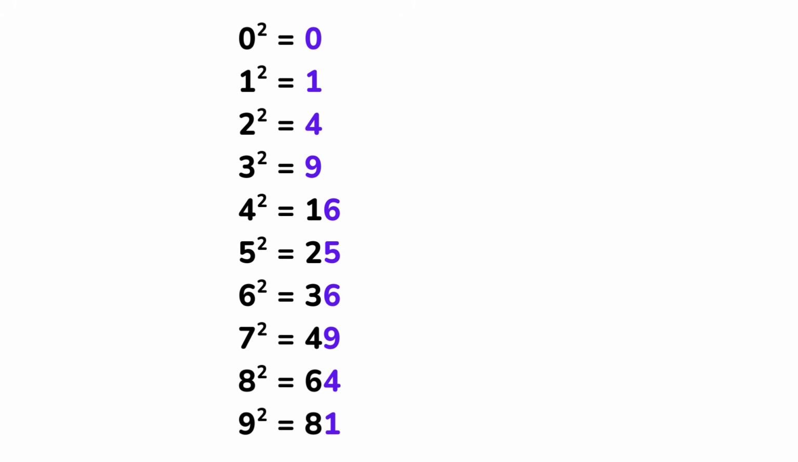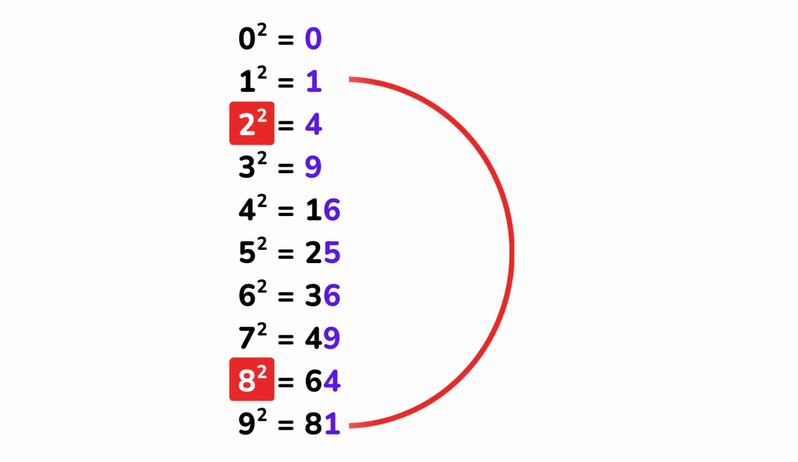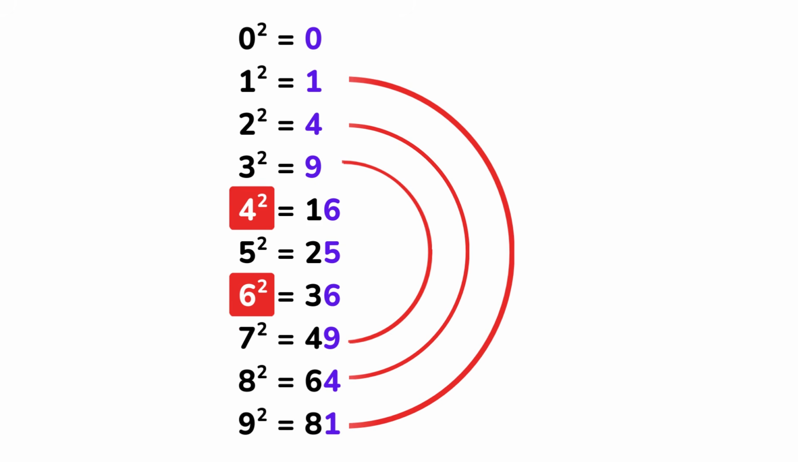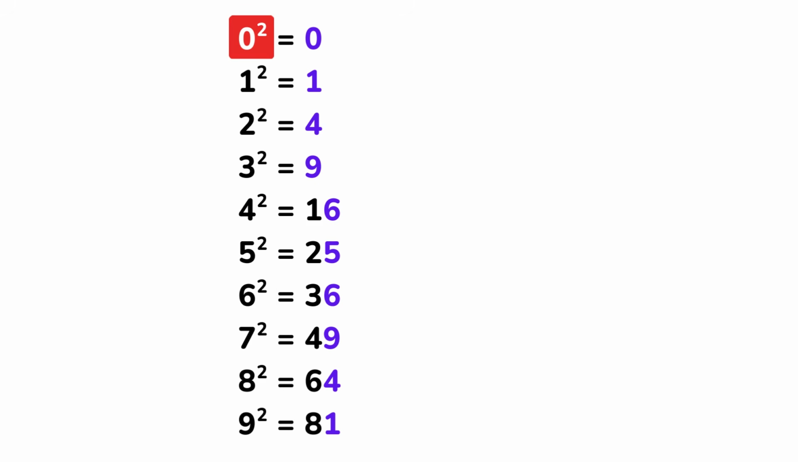Notice that some of these squares end in the same last digit. 1 squared and 9 squared both end in 1. 2 squared and 8 squared both end in 4. 3 squared and 7 squared both end in 9. And 4 squared and 6 squared both end in 6. The square of 0 ends in 0, and the square of 5 ends in 5. That's different from all the other squares listed here.